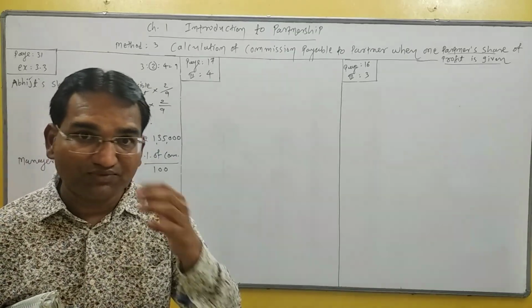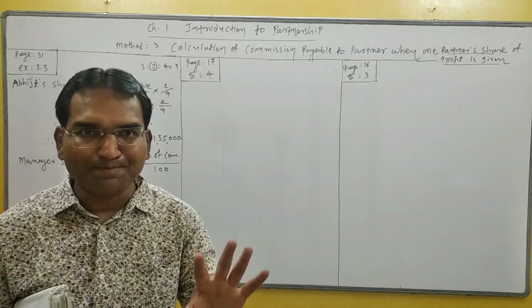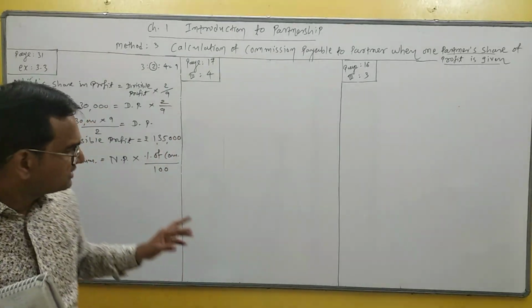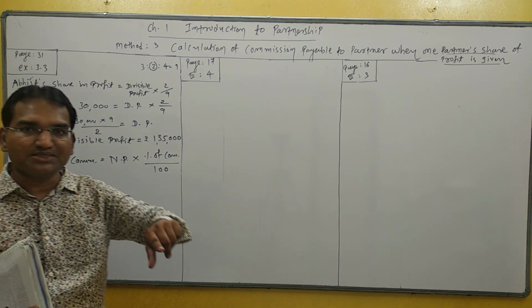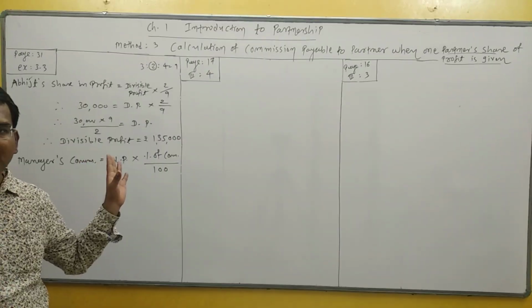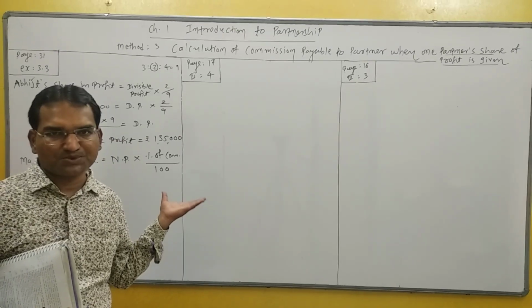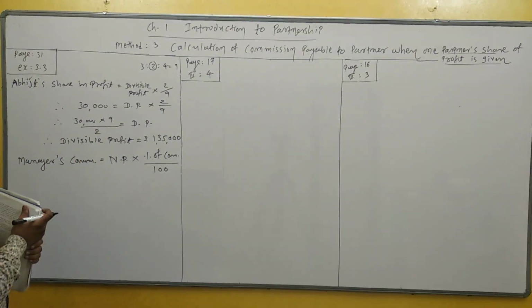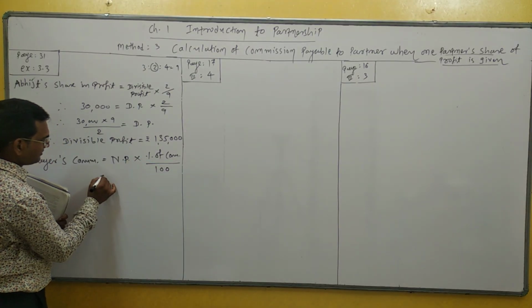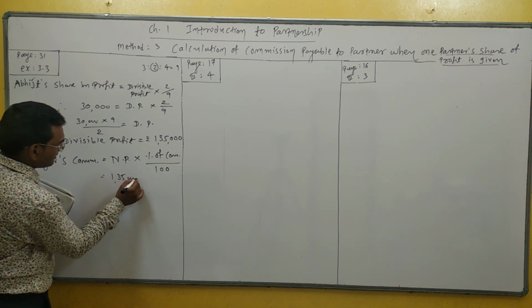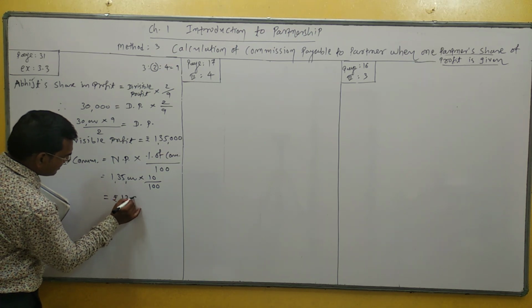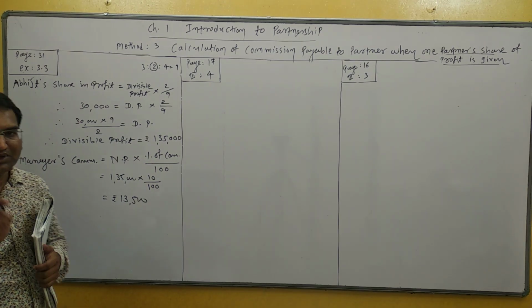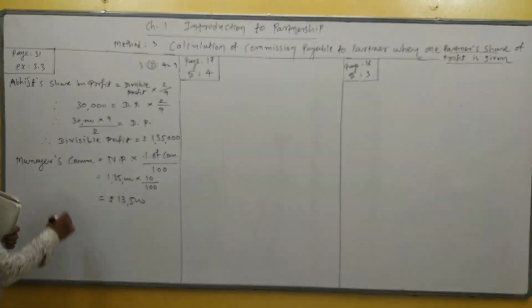But students, be careful, here the condition is the same but the situation is not the same. This is the net profit after deduction of such commission. That means this is profit after commission, and commission is calculated after deduction of such commission. So directly we take 100 divided by 100. So net profit is 1,35,000 into 10 divided by 100. So manager commission is 13,500. And only manager commission is asked in the example, so this is your final answer. Do you understand?